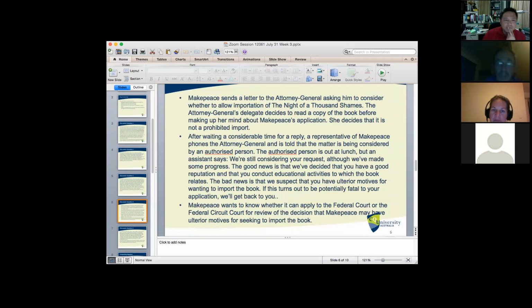Makepeace sends a letter to the Attorney General asking him to consider whether to allow importation of The Night of 1,000 Shames. The Attorney General's delegate decides to read a copy of the book before making up her mind about Makepeace's application. She decides that it is not a prohibited import. After waiting a considerable time for a reply, a representative of Makepeace phones the Attorney General and is told that the matter is being considered by an authorised person.